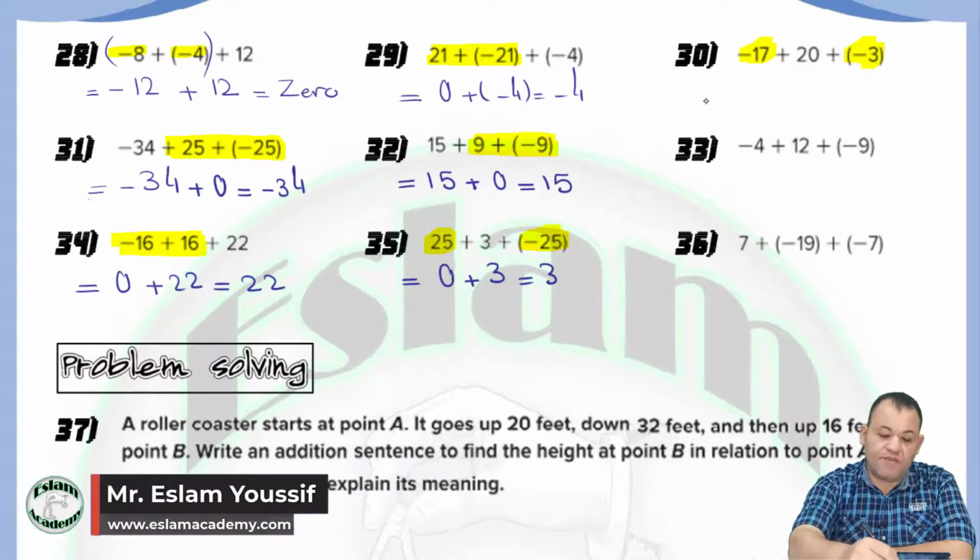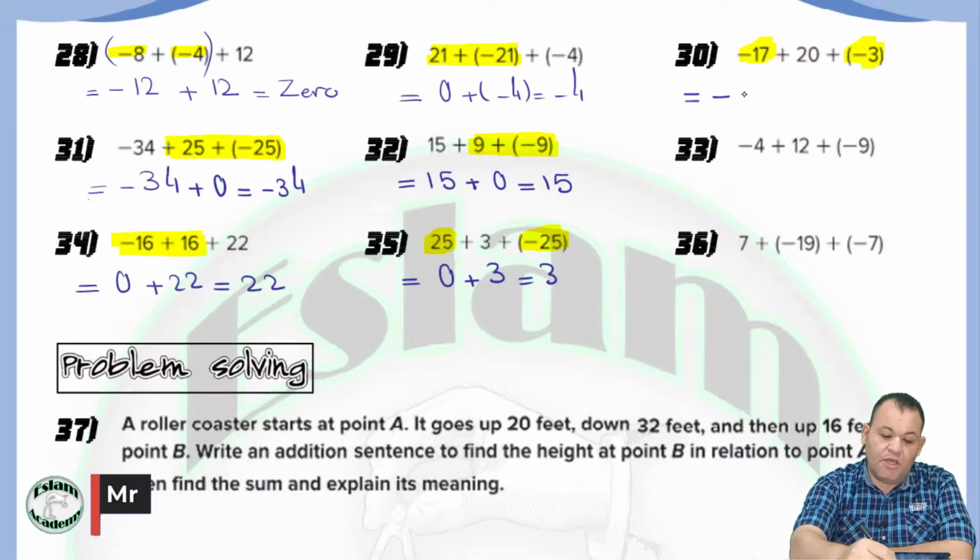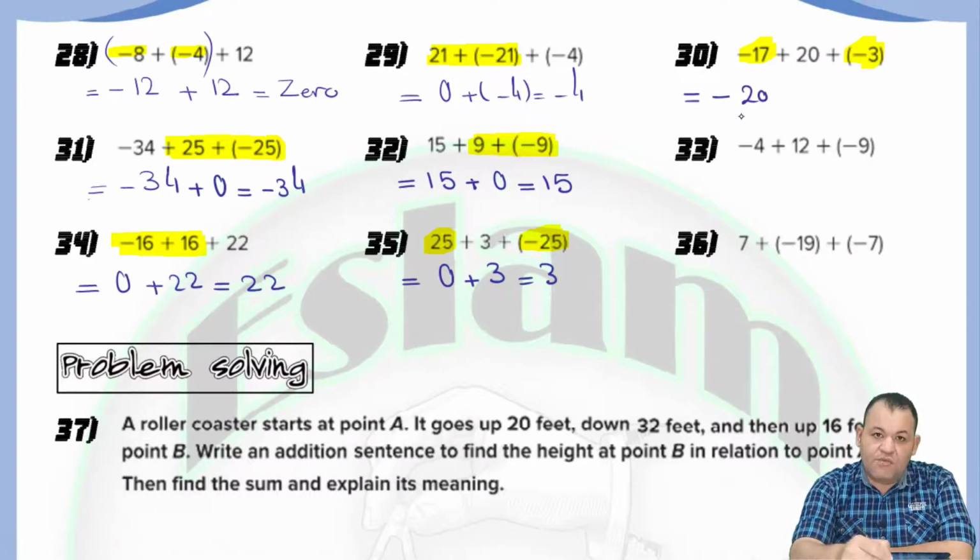Because we have two negative numbers, the answer now will be negative. 17 and 3 equals 20, with the sign of the greatest number. If the two numbers have the same sign, we add them. And after that we will add 20. You will find that we have two opposite numbers, so the answer will be equal to 0.